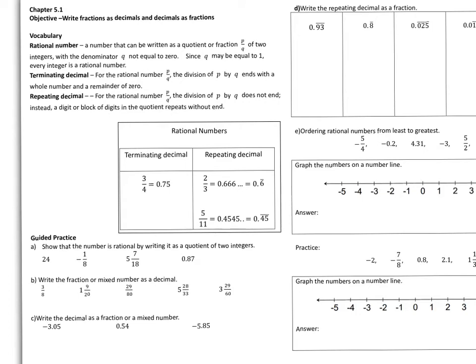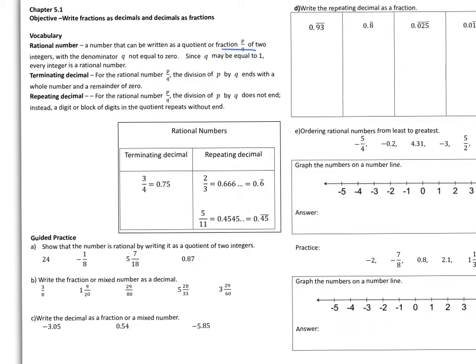5.1 Objective. Write fractions as decimals and decimals as fractions. The vocabulary you need to know for this lesson are rational number, terminating decimal, and repeating decimal. A rational number can be written as a fraction p over q.